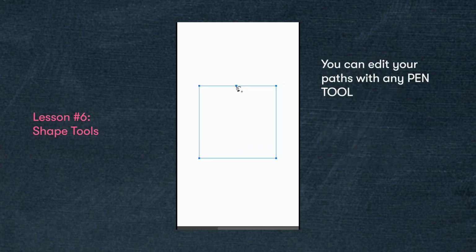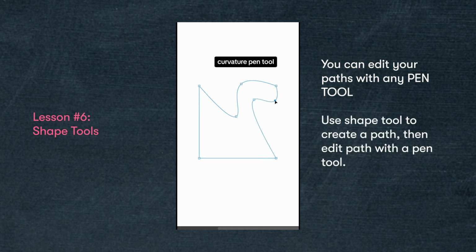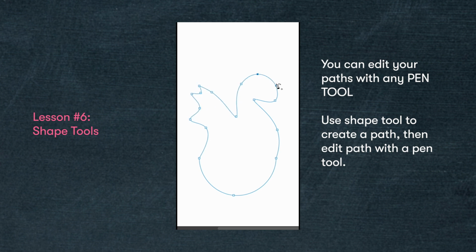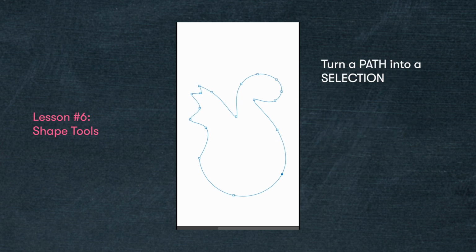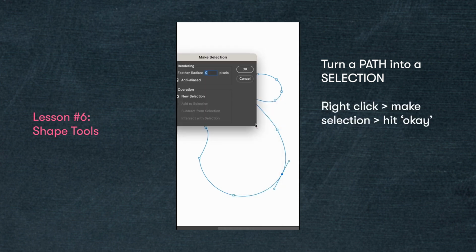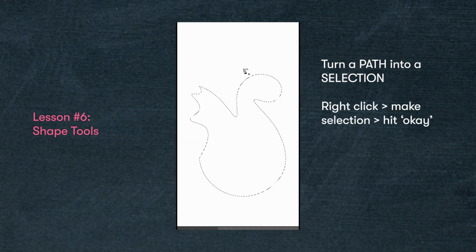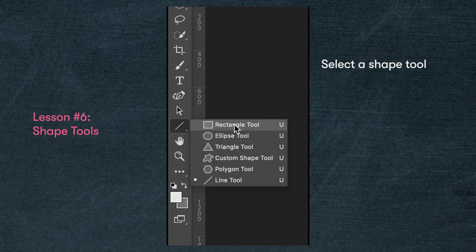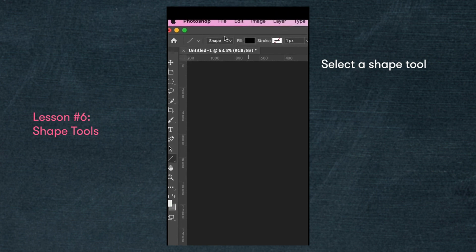Once I've made my path, I can go in with a pen tool and edit the shape. So I started with a square here, and now I'm using the curved pen tool to add points, pull areas, revise, etc. Remember when I said there's more than one way to do something in Photoshop? You can turn a path into a selection. So you can just right click, hit make selection, click OK, and now we've turned our path into a selection. Pretty cool, huh?